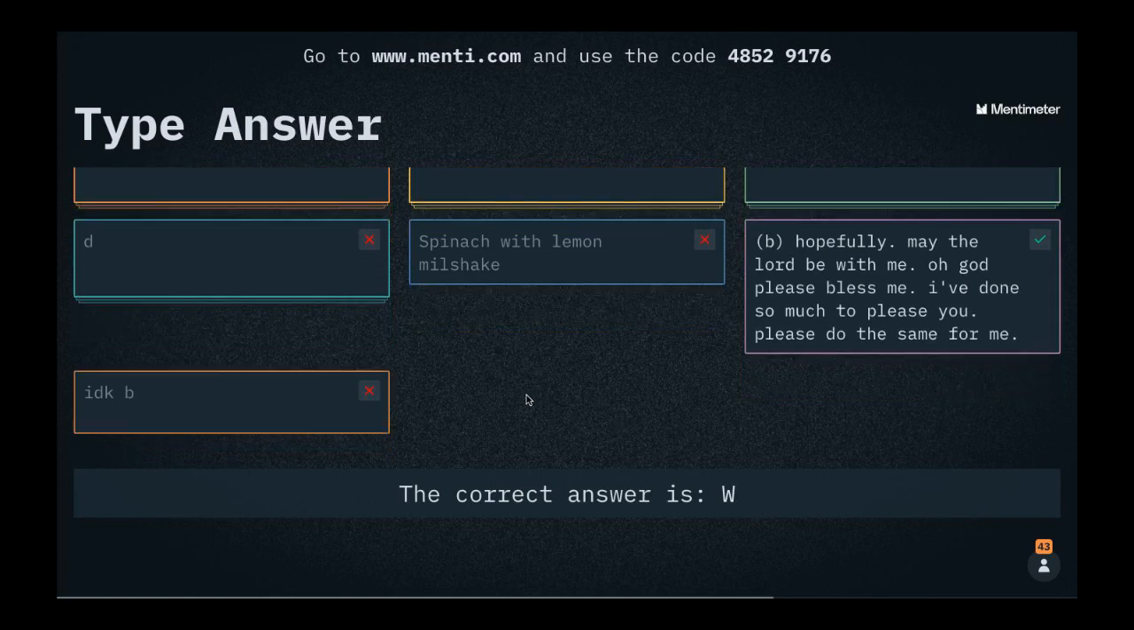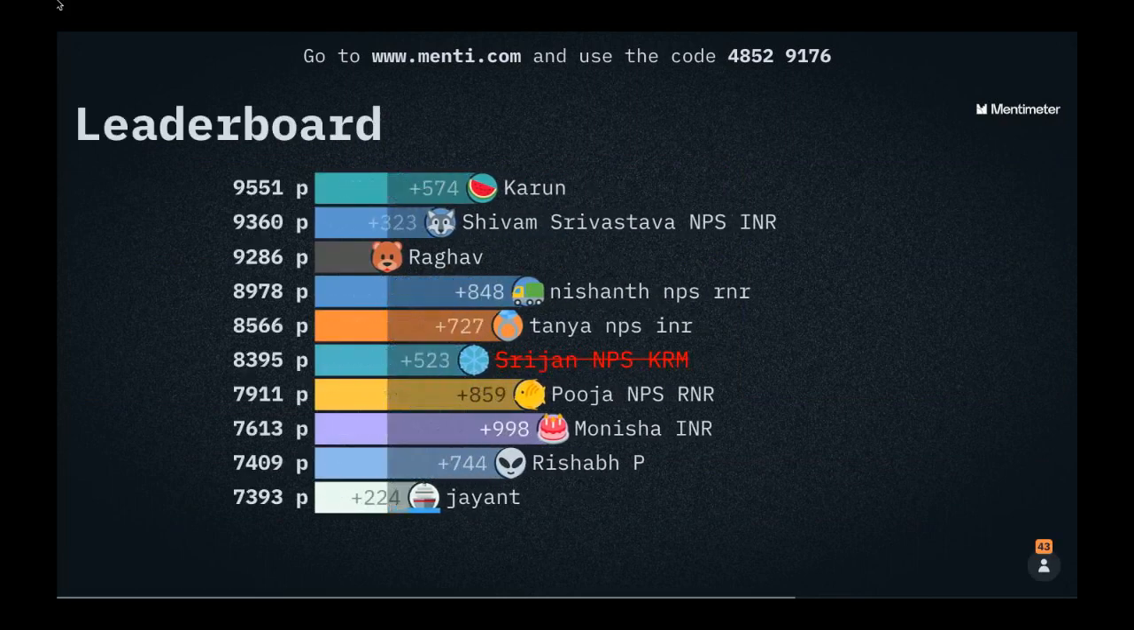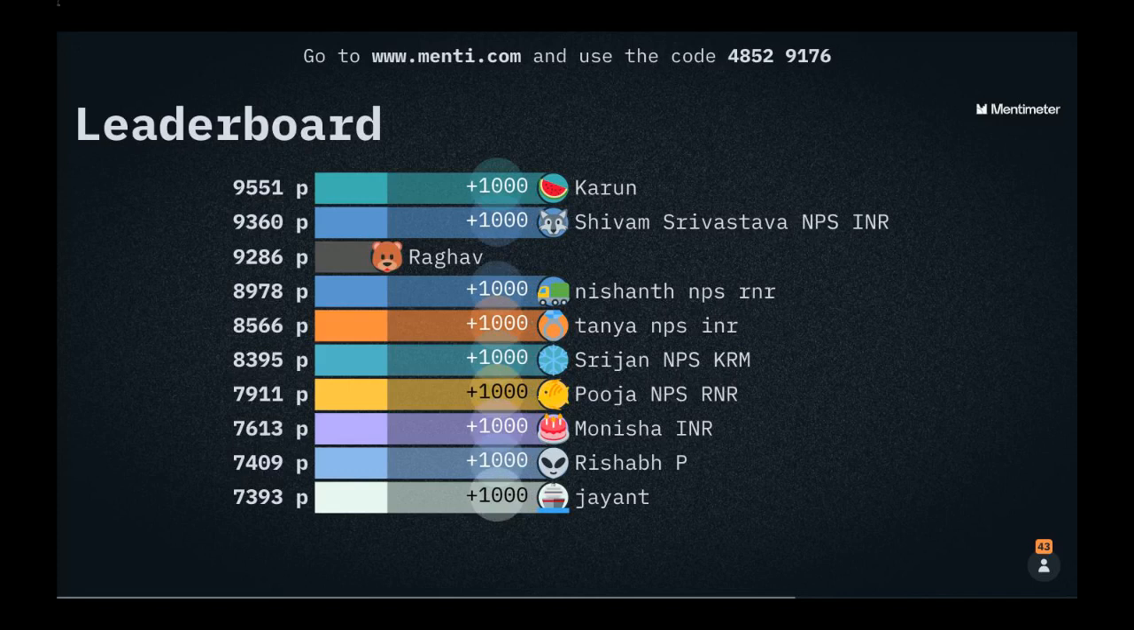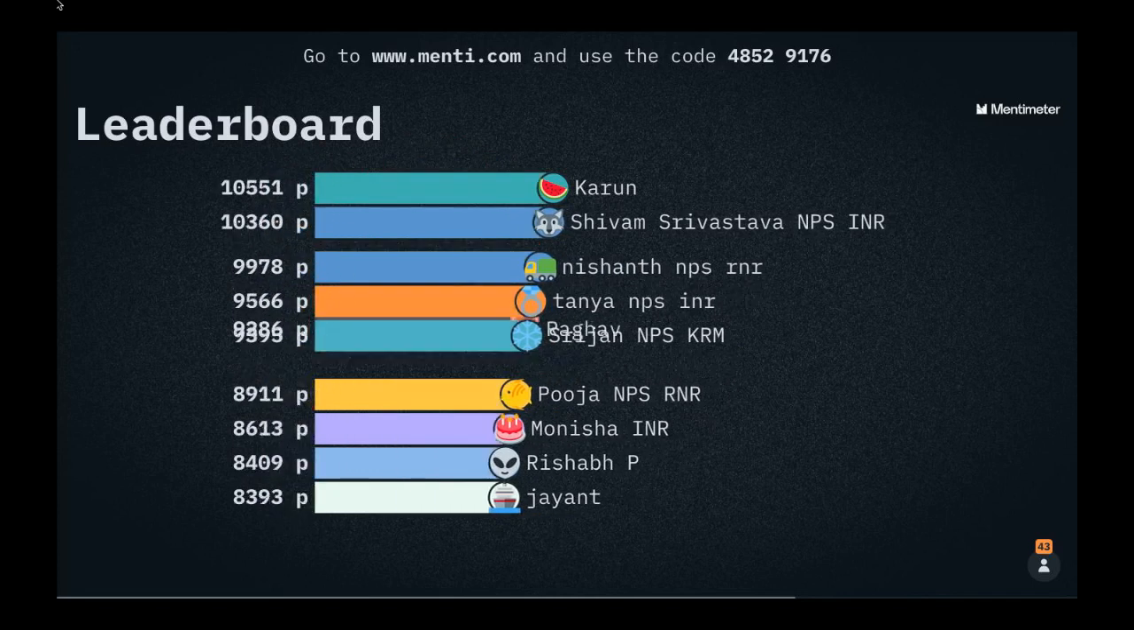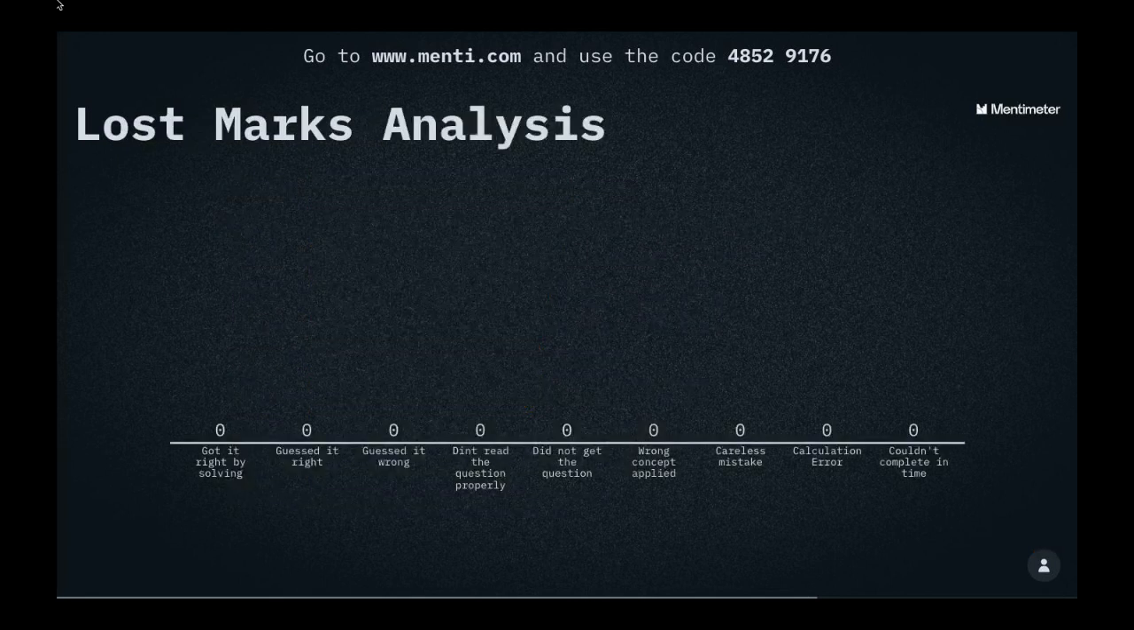Who has done so much to please God? Lemon milkshake will not remain milkshake. It will get converted to something between curd and paneer. It's just gross. Sir, I'm pretty sure it said with spinach. That part I did not even read.